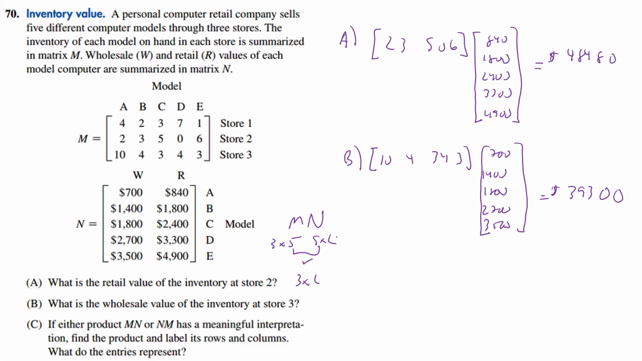Okay. And basically, what is it going to be? It's going to be the rows are going to be the stores, and the columns are going to be the wholesale and retail totals for each of those stores. Okay. Now, what about NM? Well, that's going to be a 5 by 2 and a 3 by 5. Well, those are not equal, so this one does not exist. Okay. Now, because that's a lot of multiplying to get M times N, let's look and see what it would be if we did it in our calculator.